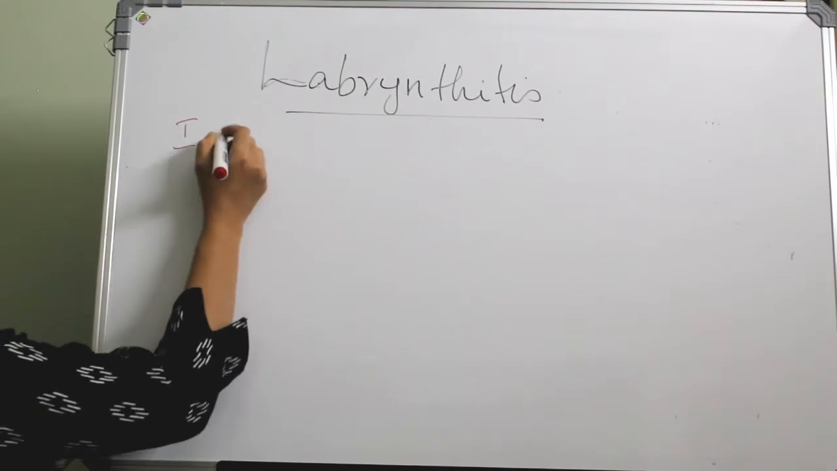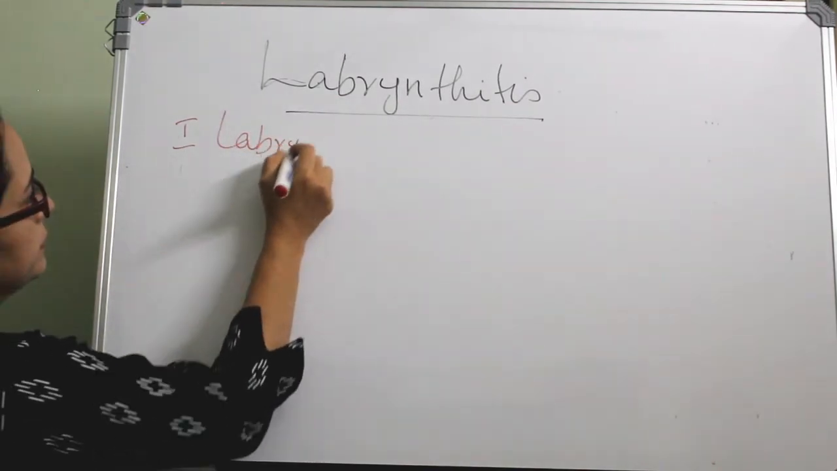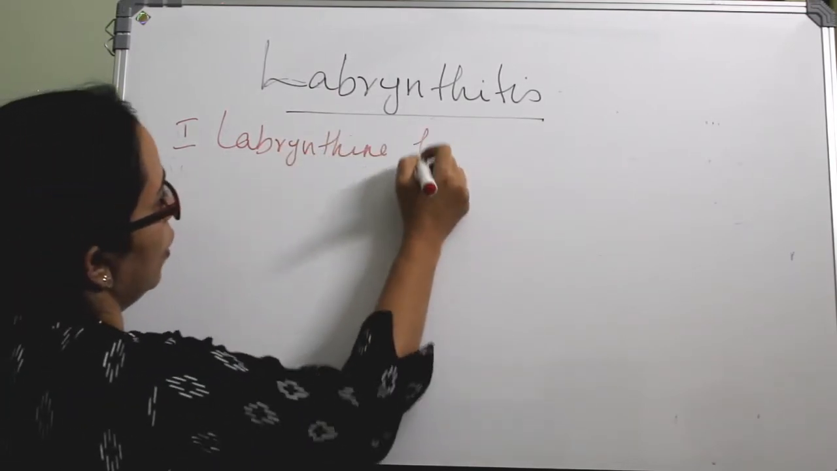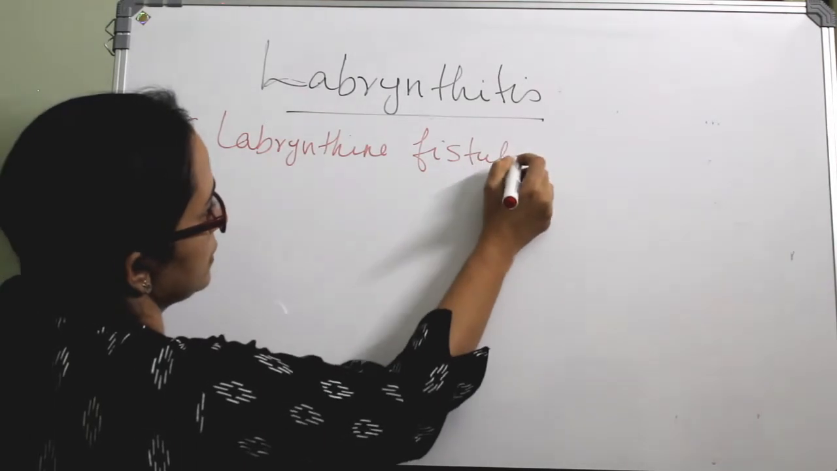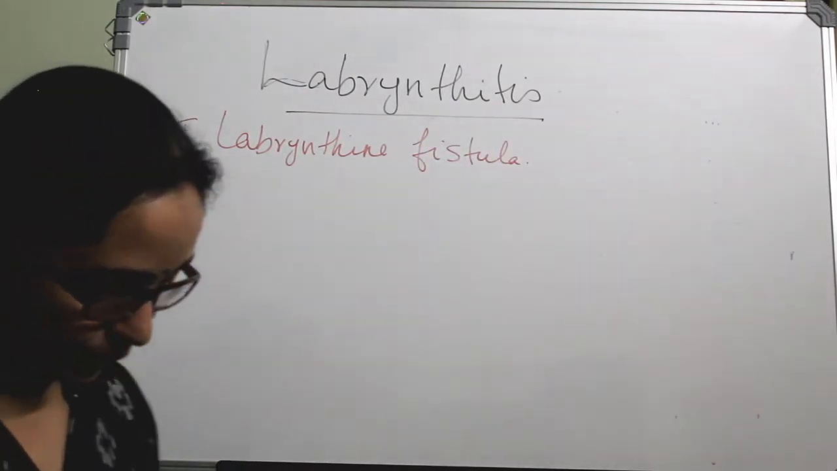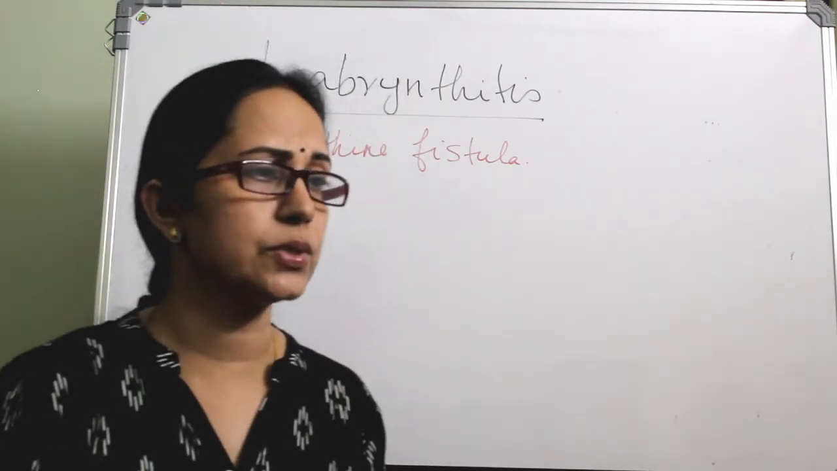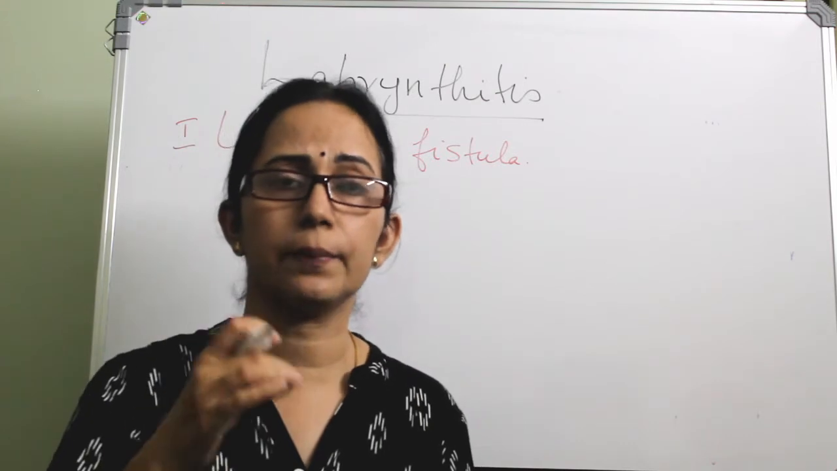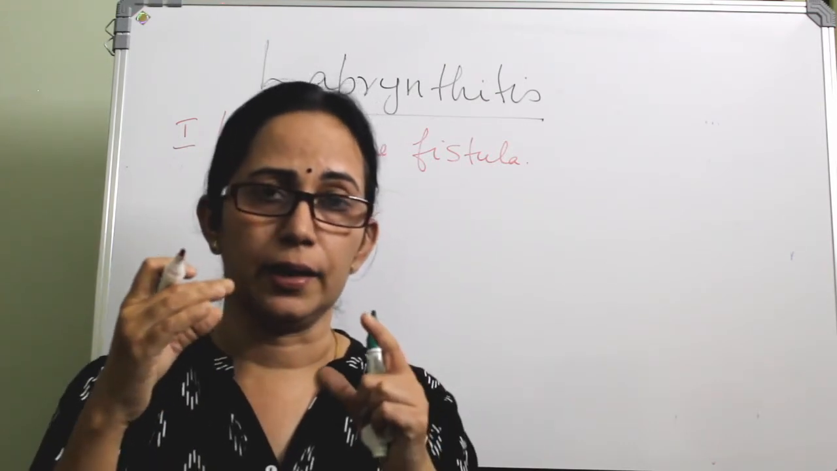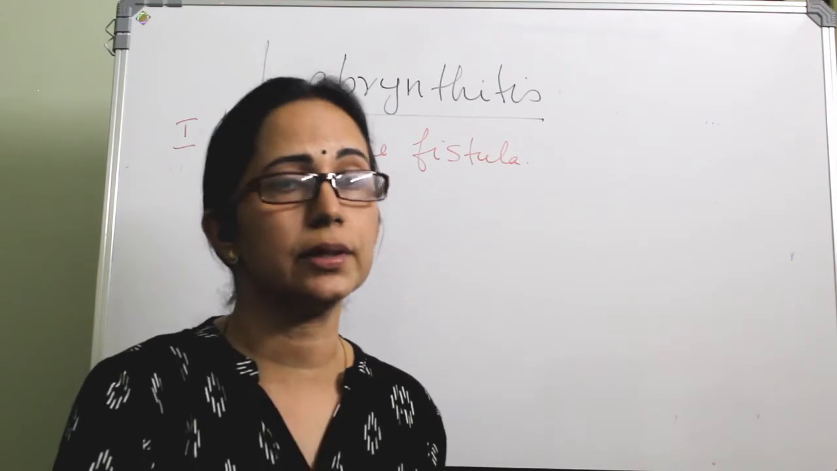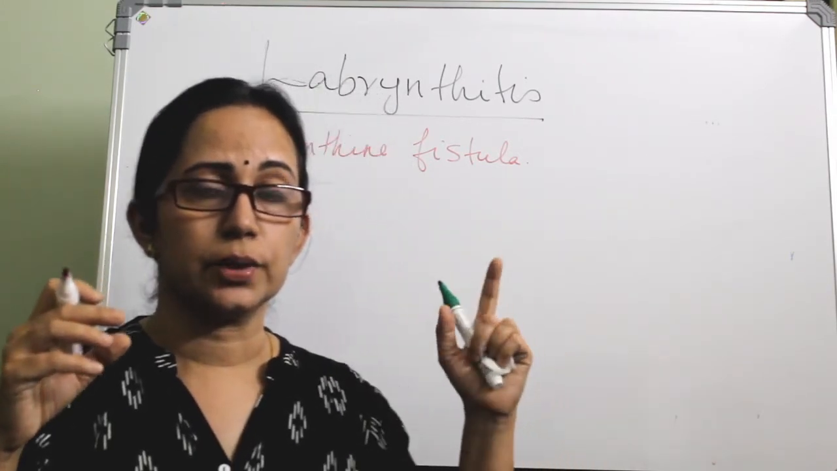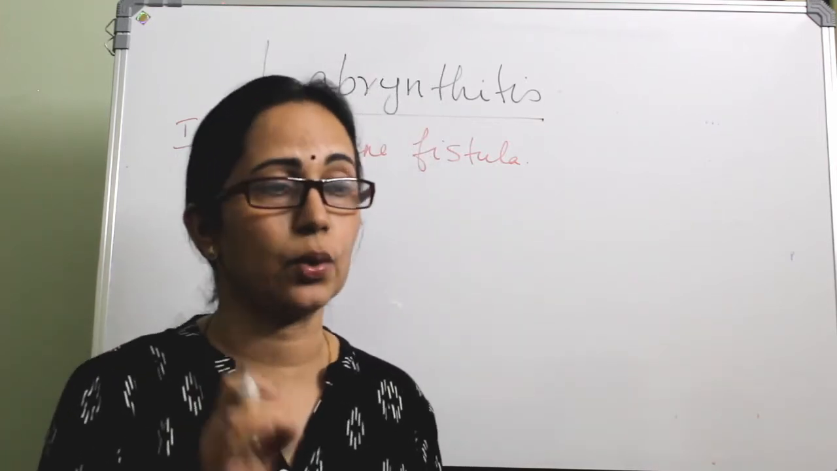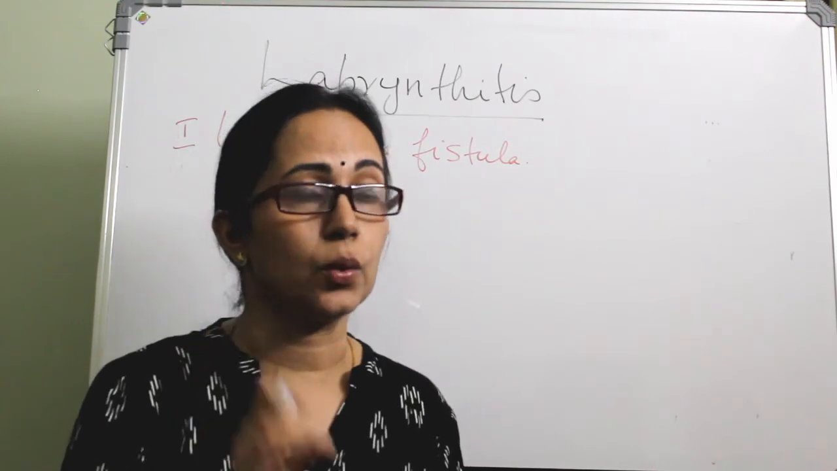The first one is labyrinthine fistula, otherwise called circumscribed labyrinthitis or paralabyrinthitis or perilabyrinthitis. What is this? You know that a fistula is a tube with 2 ends open to a surface. So labyrinthine fistula is an opening from the middle ear into the labyrinth. The commonest cause of a labyrinthine fistula is cholesteatoma. It's an otitis media with cholesteatoma.